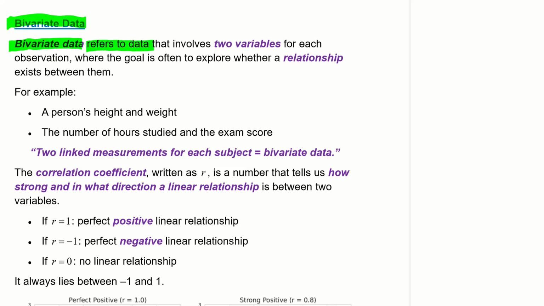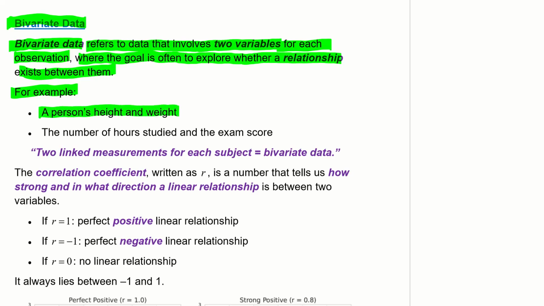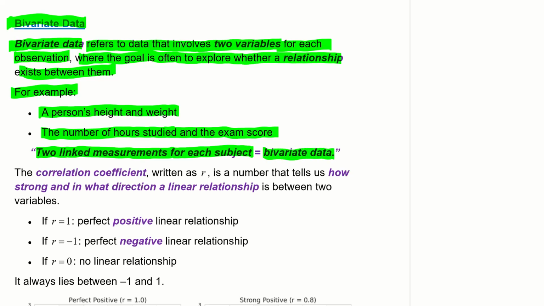Bivariate data refers to data that involves two variables for each observation, where the goal is often to explore whether a relationship exists between them. For example, a person's height and weight. For each person in the study, you're going to take two measurements: height and weight, or the number of hours studied and the exam score. Two linked measurements for each subject means that we have bivariate data.